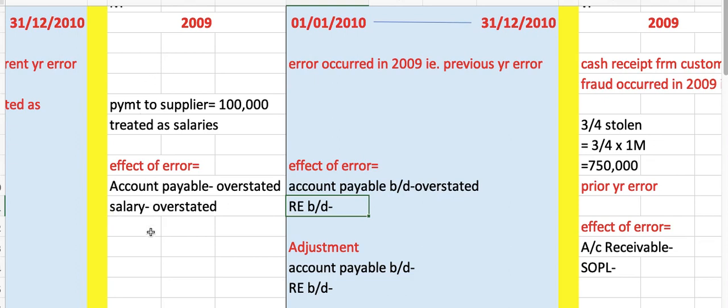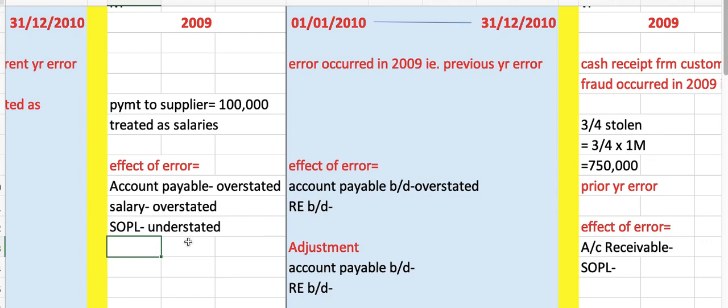And in 2009 you have overstated your salary because you treat the payment as salary. So the impact of overstatement of the salary, which is an expense, what happened to the SOPL in 2009? When your expenses are overstated, that means you deduct more expenses, your net profit becomes lower. So your SOPL is understated.